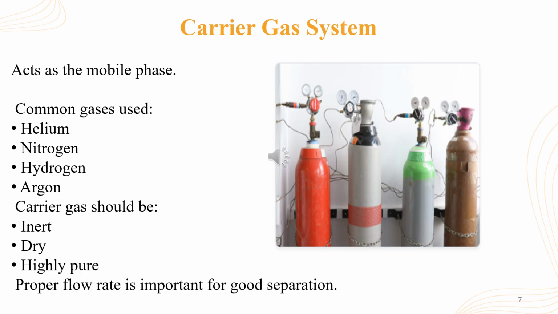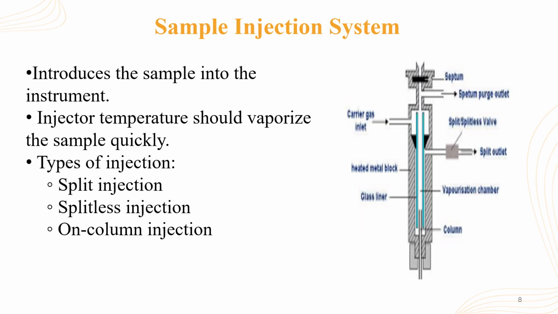The carrier gas should be inert, dry, and highly pure. Proper flow rate is very important for good separation. For example, if the gas flows too fast, the components may not separate properly. The sample injection system introduces the sample into the instrument. The injector temperature should vaporize the sample quickly.